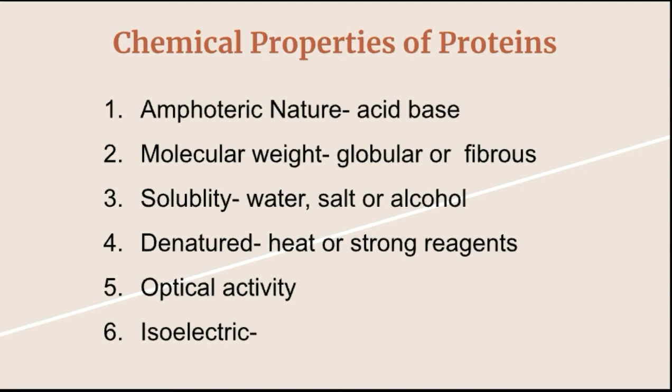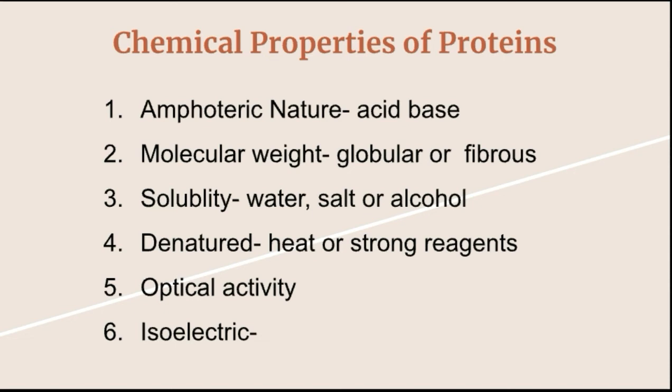What is meant by the isoelectric point? It is the pH of solution at which the net charge of a protein becomes zero. Okay, the isoelectric point is the pH of solution at which the net charge of a protein is zero. It means the characteristic pH of solution at which the net charge is zero, right? That's why we call it the isoelectric point, one of the chemical properties of proteins.